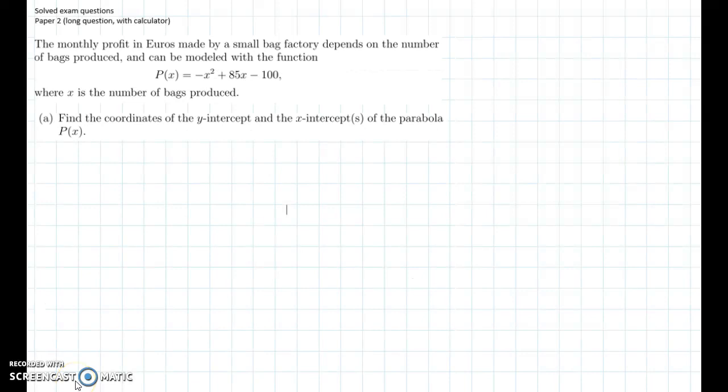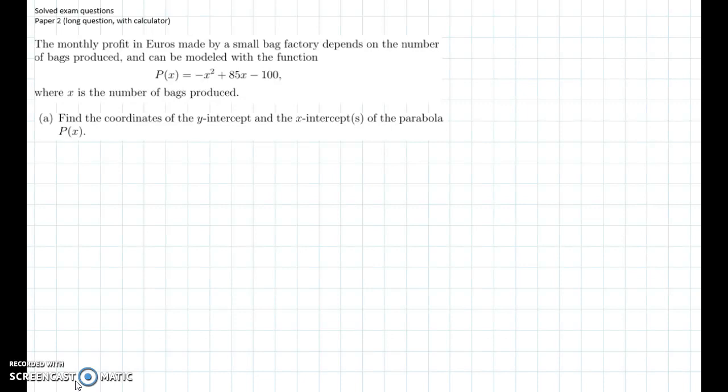We have a function p of x that tells us the profit made in euros when x bags are produced by a small factory. The first thing we want to do is to find the coordinates of the y-intercept and the x-intercept of the parabola p of x. So we just have to apply our knowledge of quadratic functions over here.